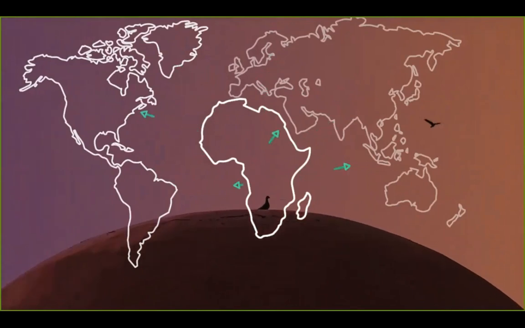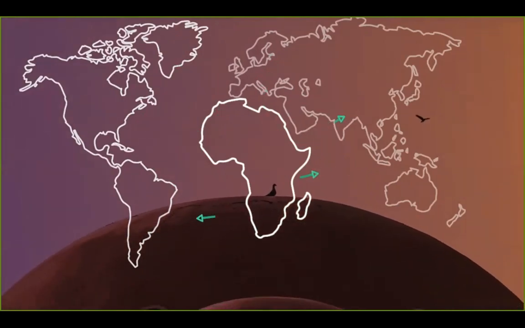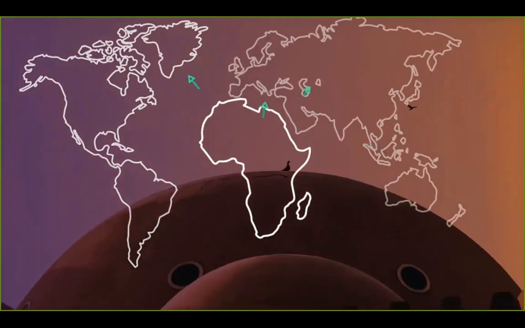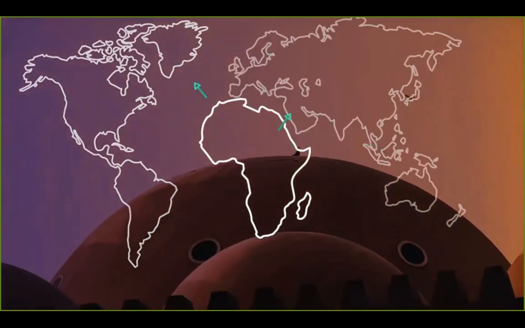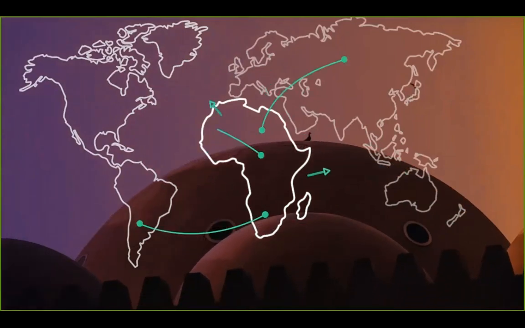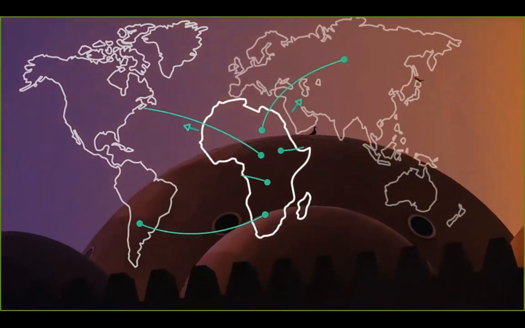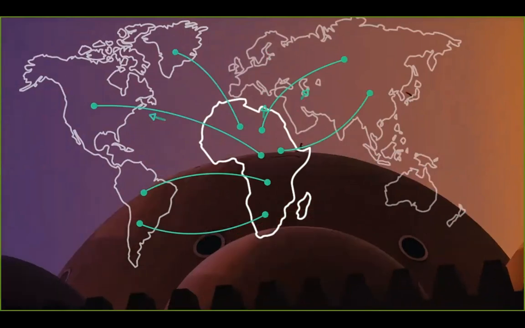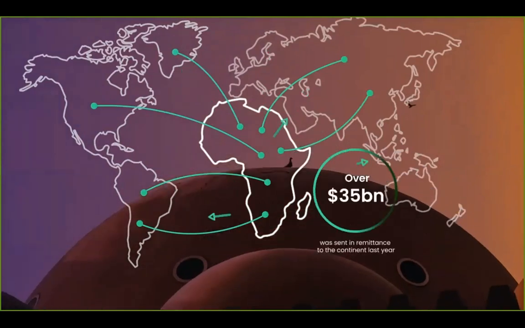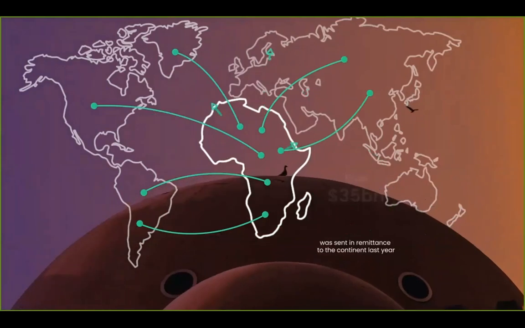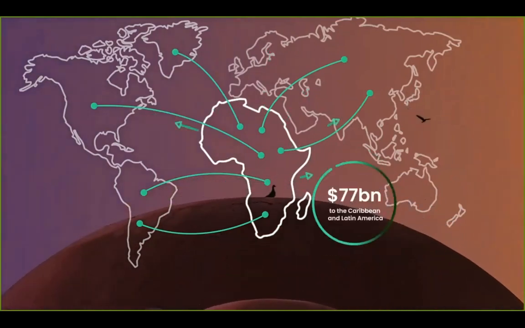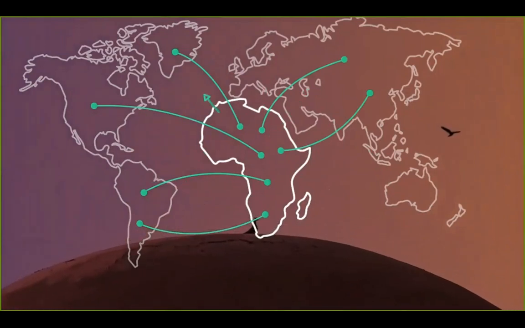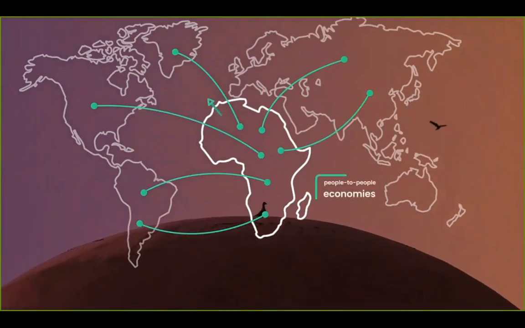For example, the cost of sending remittance to the continent can amount to 9.4% of the transaction and take a few days. The cost of sending remittance with digital assets technologies is less than a few pennies, and it is sent instantly through mobile devices. Over 35 billion US dollars were sent in remittance to the continent last year, and over 77 billion to the Caribbean and Latin America. Trade within the continent and the diaspora will never be the same. They will be driven by people-to-people economies.